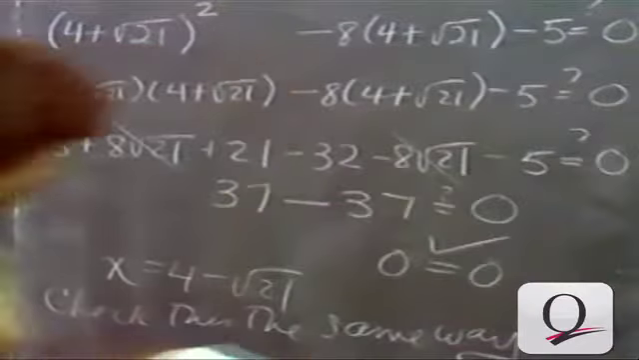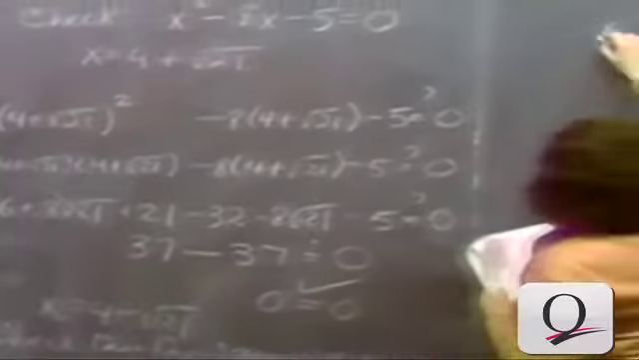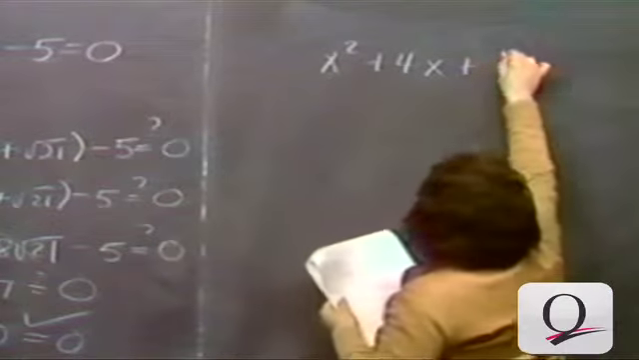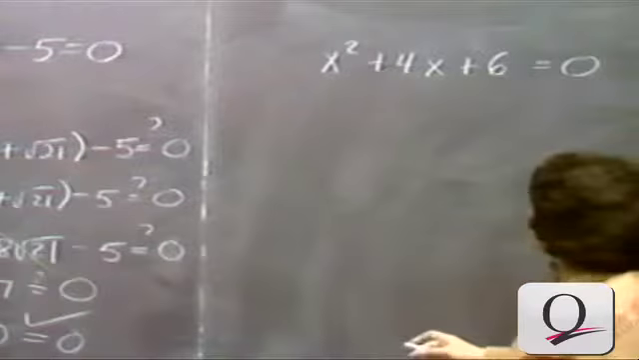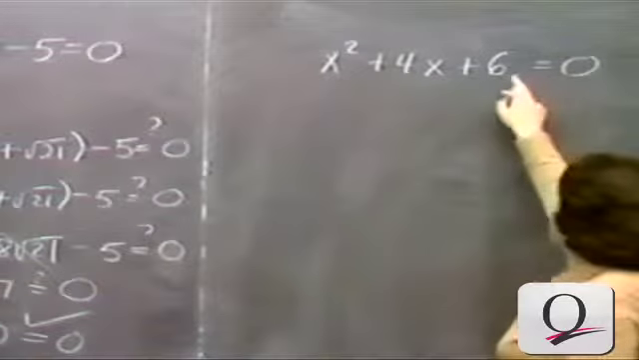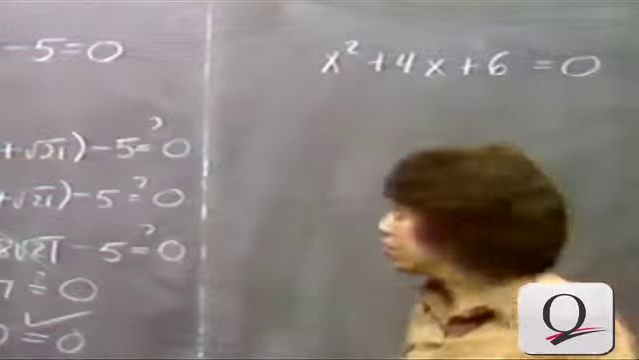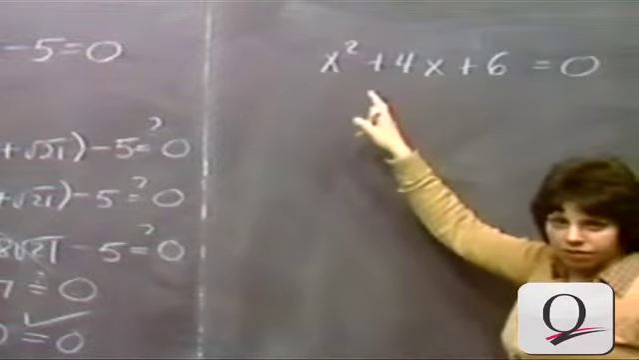Okay, let's try another example. x squared plus 4x plus 6 equals 0. Okay, the first thing you notice is that, well, we can't solve this by factoring. We need two integers multiplying to 6 and adding to 4, and you're not going to be able to do that. For example, 3 and 2 multiply to 6, but they add to 5.